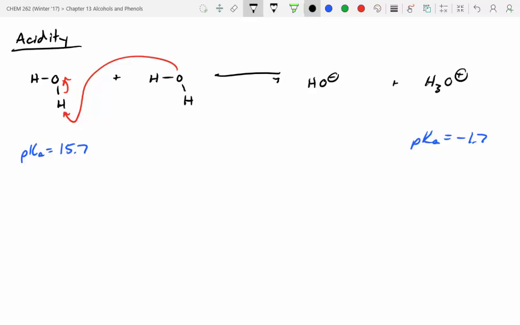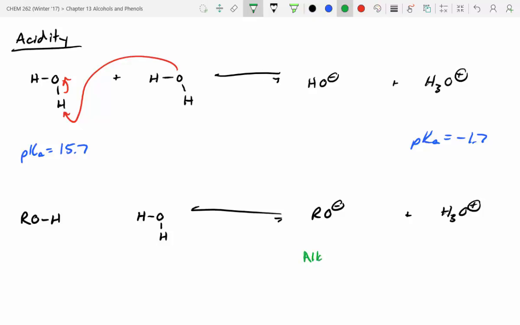The same is true with alcohols. They have very similar pKa values. If you have an alcohol and some sort of base like water around, you again would have this equilibrium where you would make hydronium. However, you would also make an alkoxide. An alkoxide is really similar to hydroxide, but you just have some sort of carbon group attached.